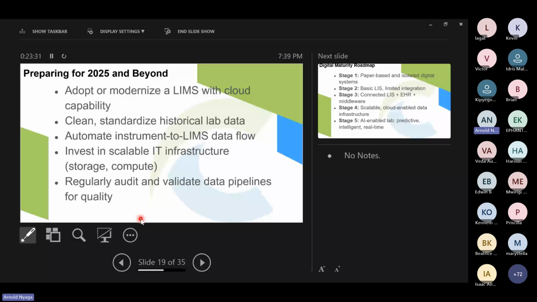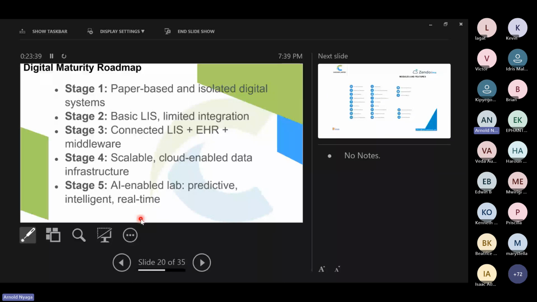So our roadmap is what do we do and in what stages. If you are paper-based, or have isolated digital systems, you need to scale up and get a basic LIS, and get integration of your analyzers. Then if you are working in a hospital or a group of facilities, you get connected to a laboratory information management system together with your electronic health records and your middlewares. Then you can move to the next step.